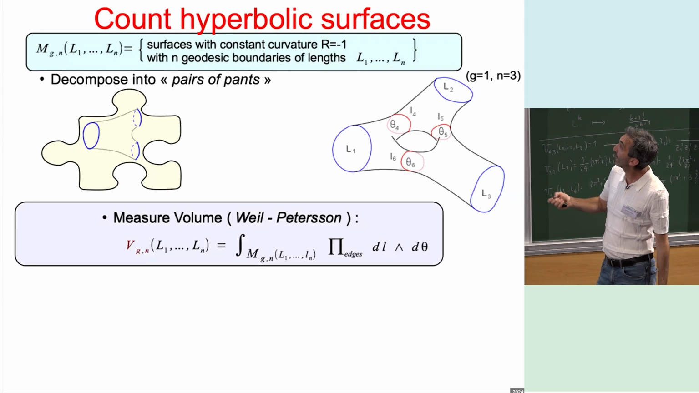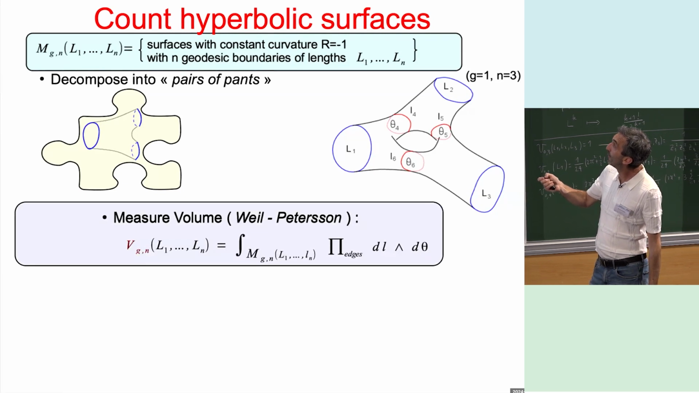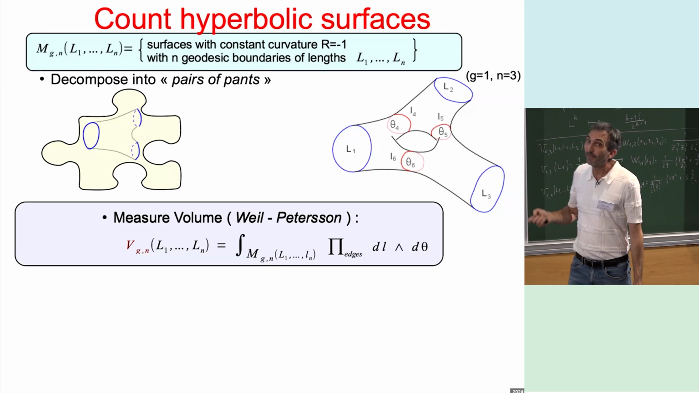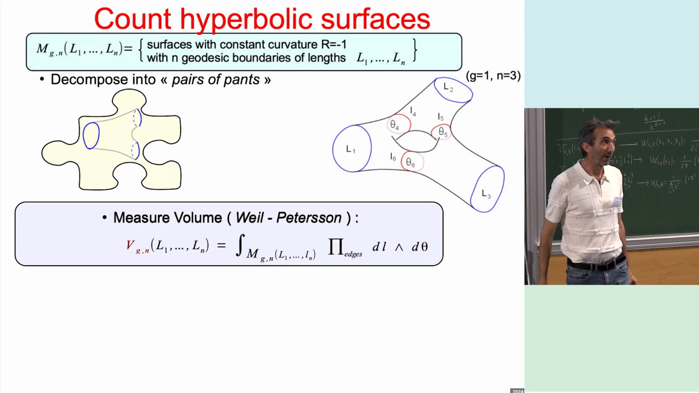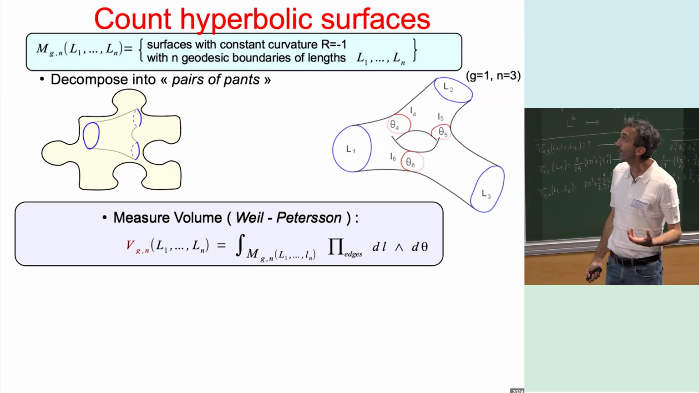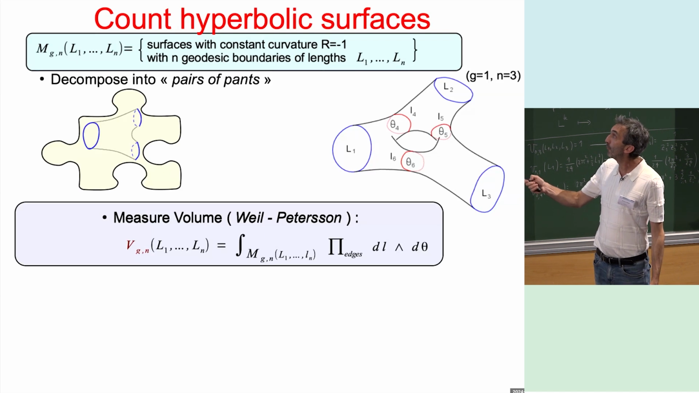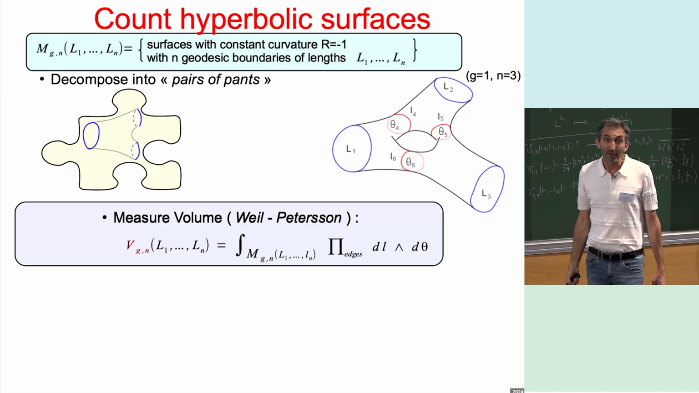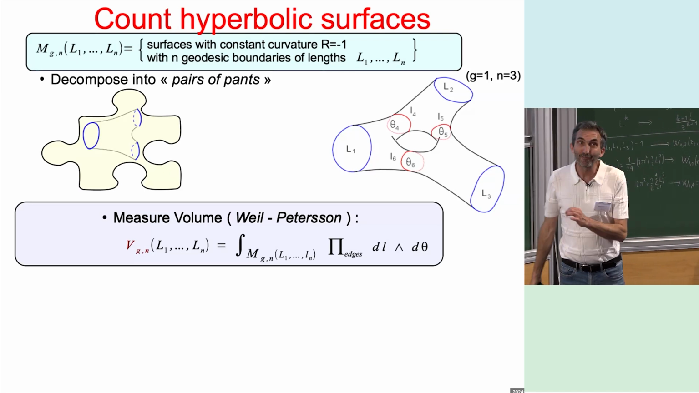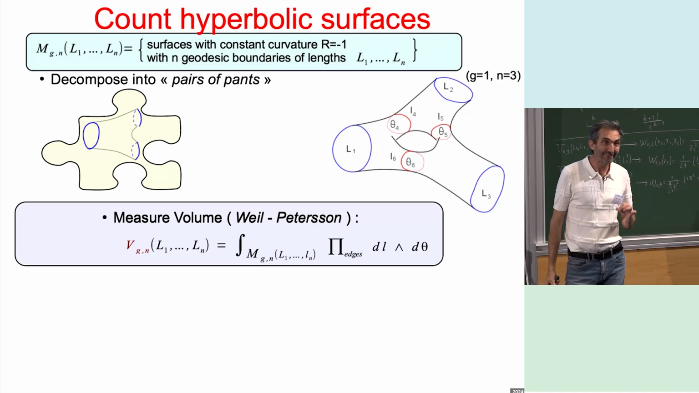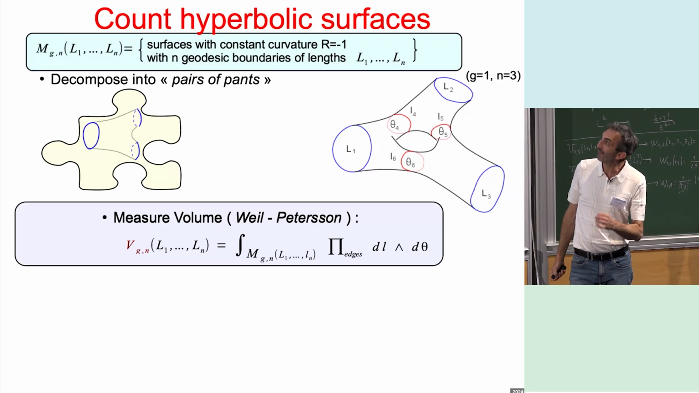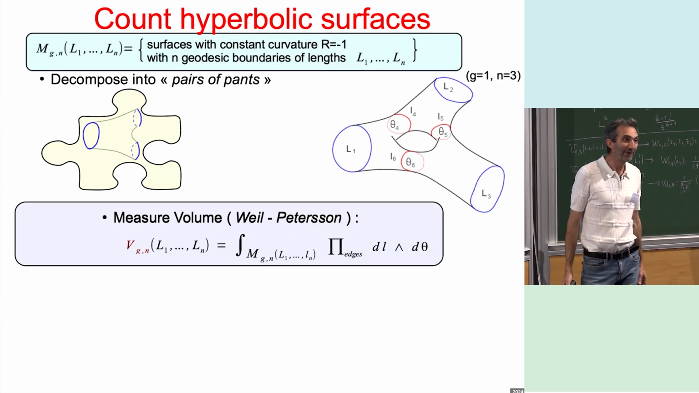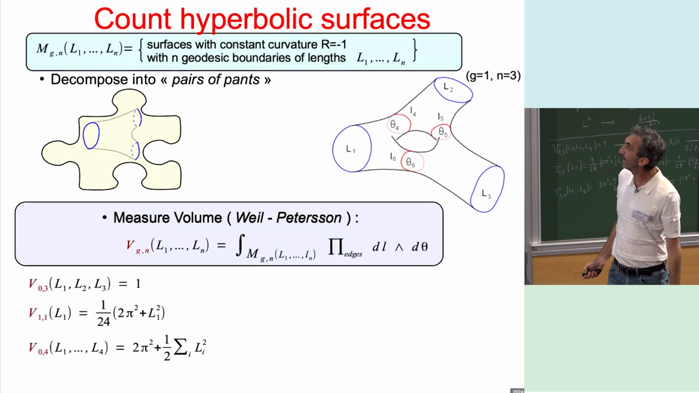And Weil-Petersson showed that this measure, product of dl d theta, is independent of how you cut into pairs of pants, and it gives a well-defined volume form on your space, and now you can integrate that on the space, and this defines the volume. First of all, it's not totally obvious that this volume is finite and not infinite, and it's not obvious at all what it will be and how you can compute it.